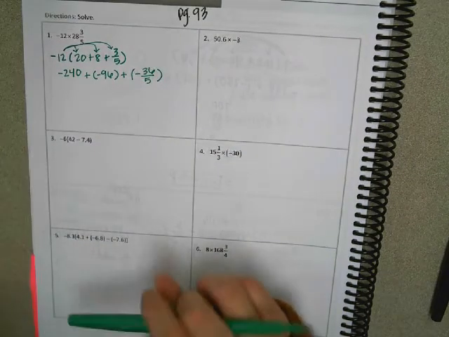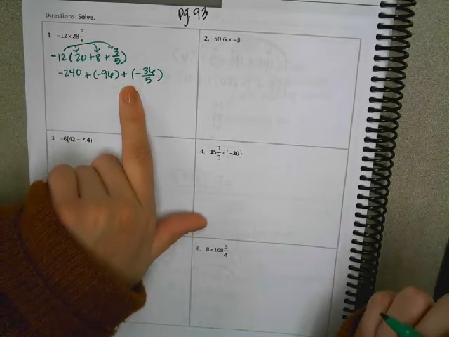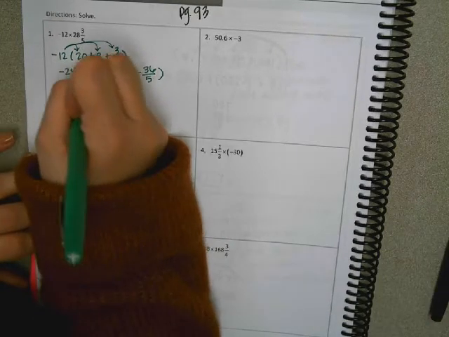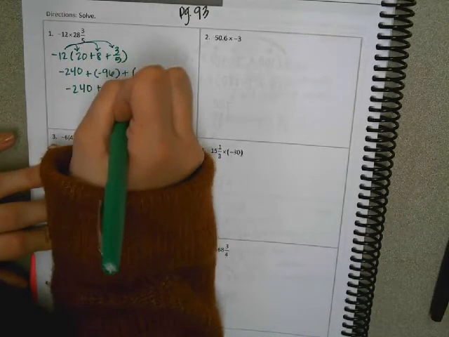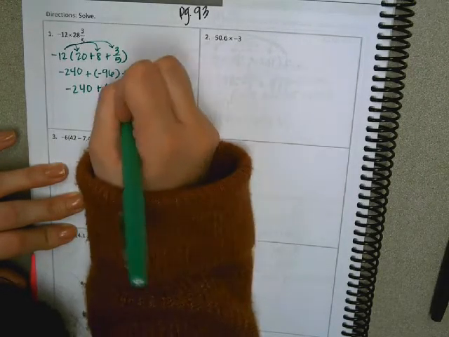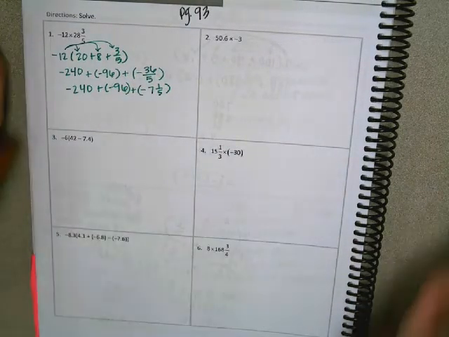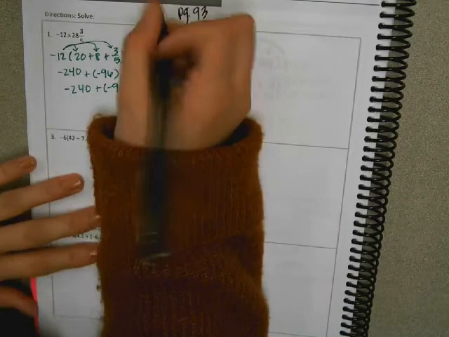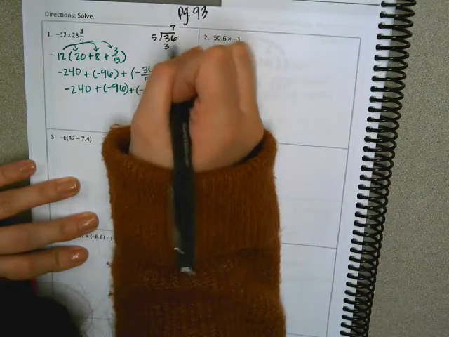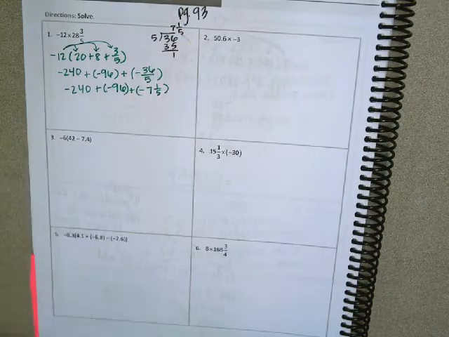So then I'm going to rewrite this, and it's going to be a lot simpler if I just rewrite it as a mixed number. So I'm going to have negative 240 plus negative 96 plus negative 7 1/5. If we don't remember how to change that to a mixed number, it is just 5 into 36. Goes in 7 times, 35, 1. So 1 becomes my numerator and keep the same denominator, 7 1/5.